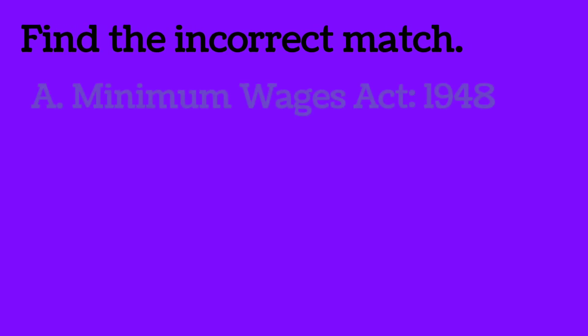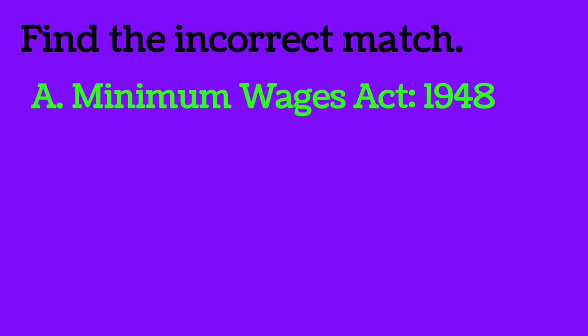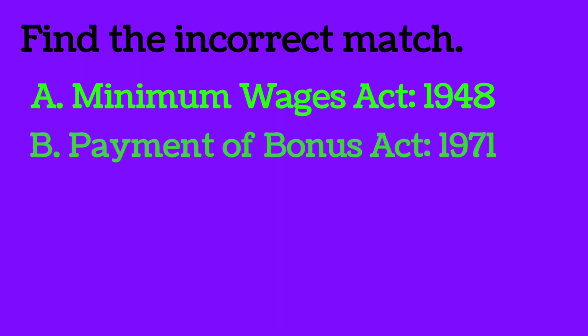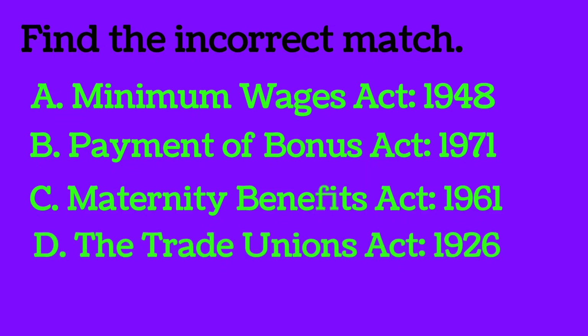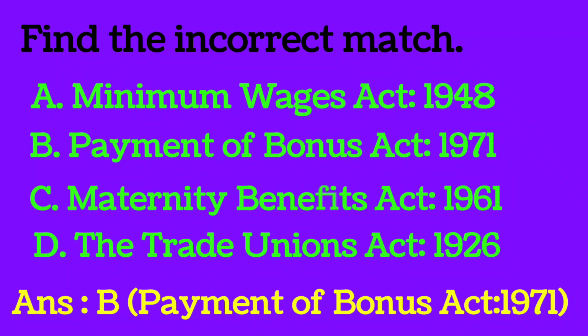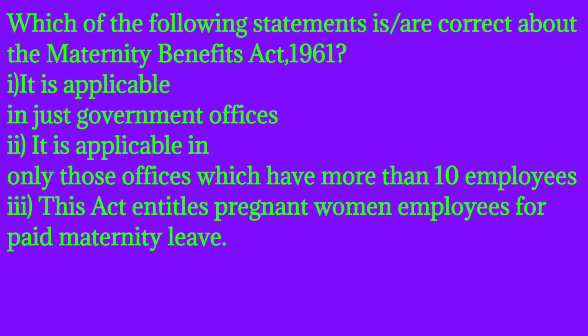Find the incorrect match. Number 1, Minimum Wages Act 1948. Number 2, Payment of Bonus Act 1971. The third one is Maternity Benefits Act 1961. And the last one is Trade Union Act 1926. So Minimum Wages Act 1948 is correct. Last is also correct. Answer is B, that is incorrect. Payment of Bonus Act 1971. This is incorrect match.